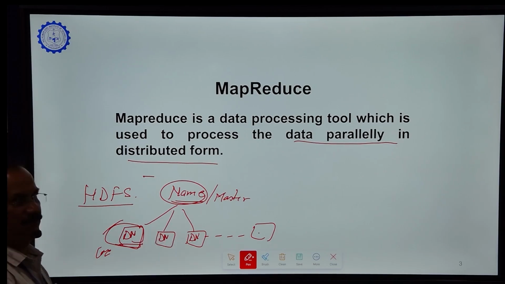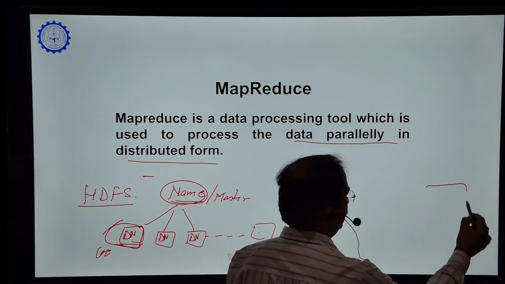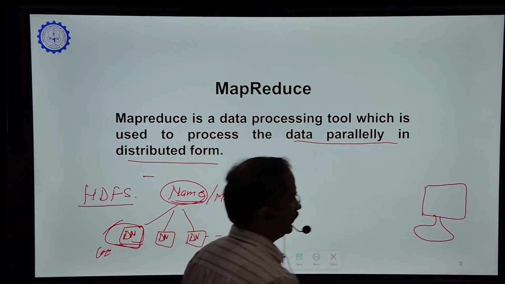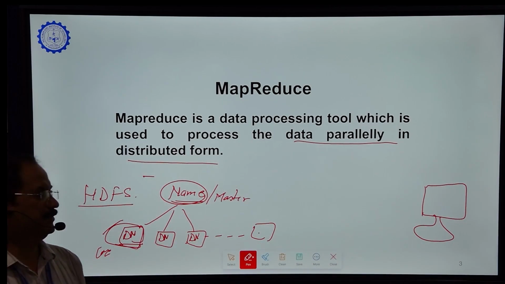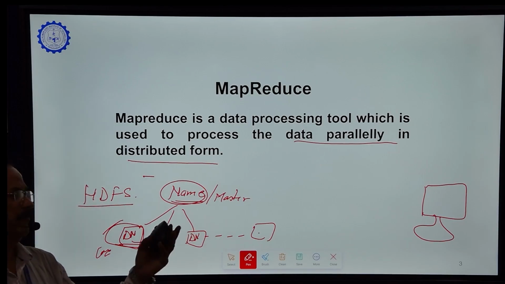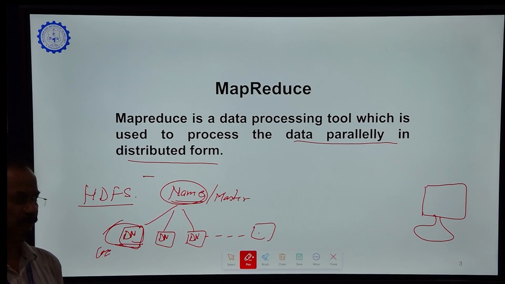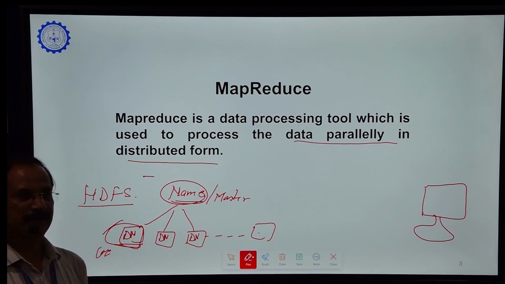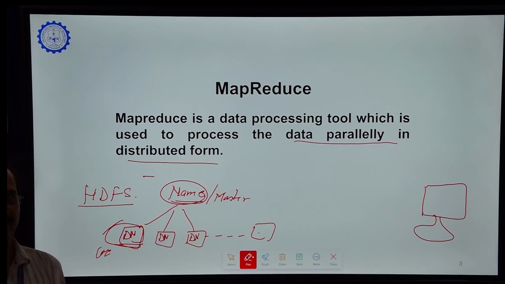We require the processing. In a computer system, the processing works like this: whatever data is required to be processed comes from the secondary memory onto the RAM, it is processed, and once the process is complete, the result is stored again in the secondary storage.